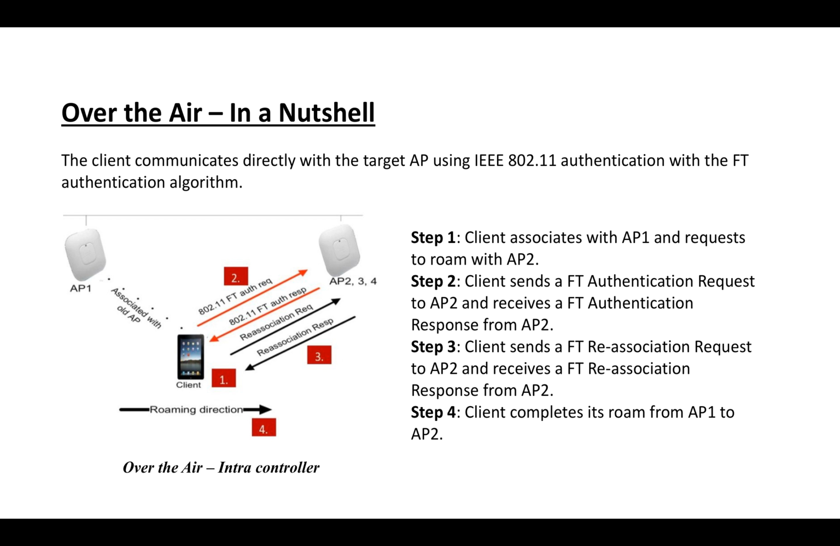So if we are talking about over the air, as you can see here, if I'm looking at intra-controller, I have an access point AP1 to which the client is already associated. It wants to roam to AP2. What does it do to roam across to AP2? First thing, the associated client sends out an FT authentication request to AP2 and receives an authentication response, all of this in the air. Then it sends out a reassociation request and gets a reassociation response. That's plain and simple over the air. And both of these APs are on the same controller.